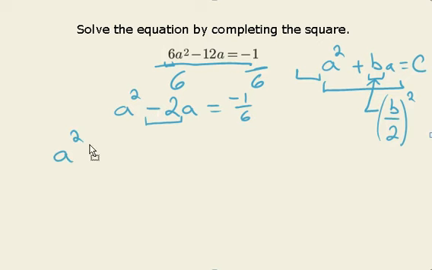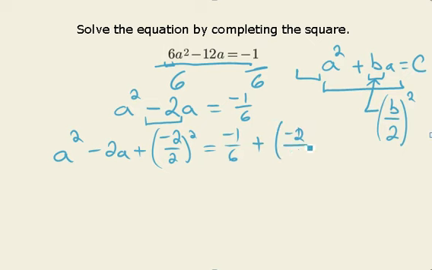So let's do that. I have my a squared minus 2a. I'm going to take half of negative 2, square it, and add it to the left-hand side, equals negative 1/6. And here, since I added negative 2 over 2 squared to the left, I also have to add negative 2 over 2 squared to the right-hand side. All right. What does this do for me?